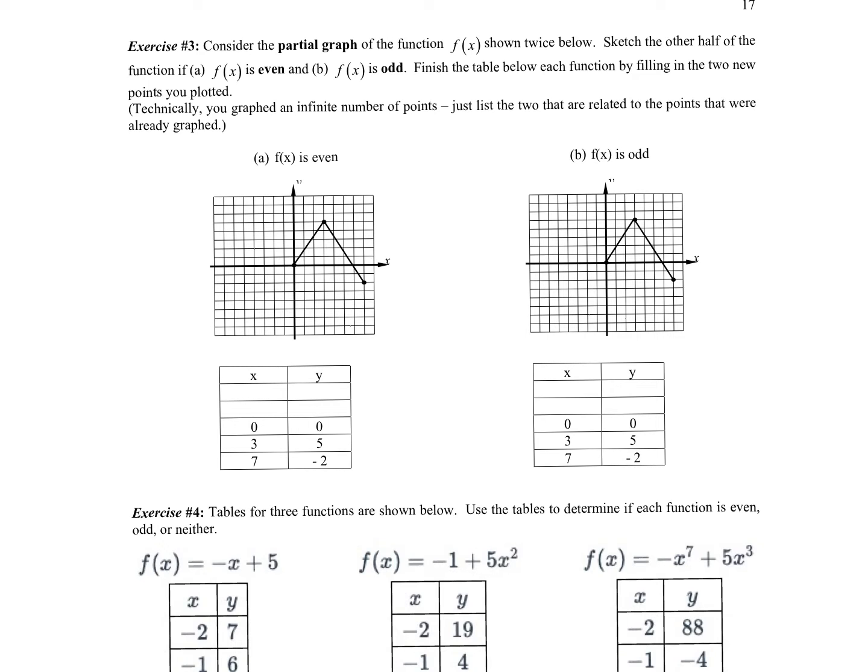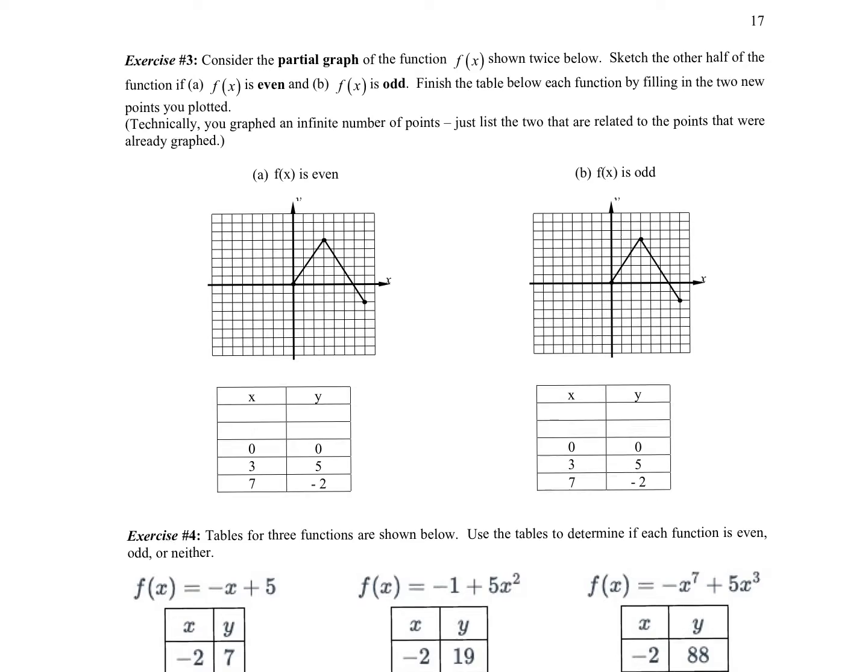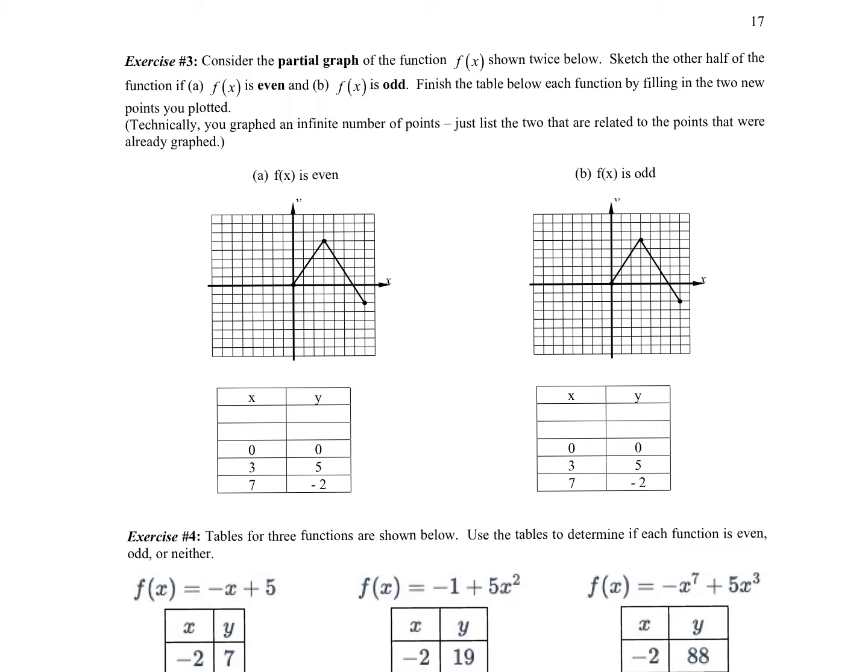The next thing we're going to investigate is drawing graphs to make them either even or odd, and then investigating their tables and seeing what patterns we see. It says, consider the partial graph of the function f of x shown twice below. Sketch the other half of the function if (a) f of x is even, and/or (b) f of x is odd, as we see labeled down here. So we're going to draw both of these. We're going to finish the table below each function by filling in the 2 new points you plotted.